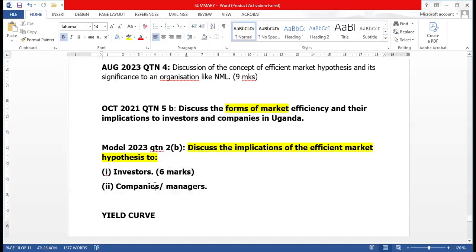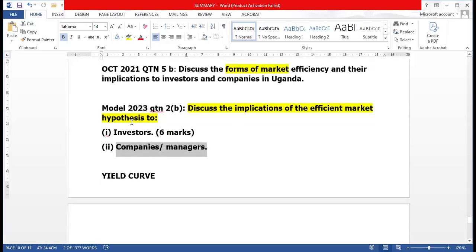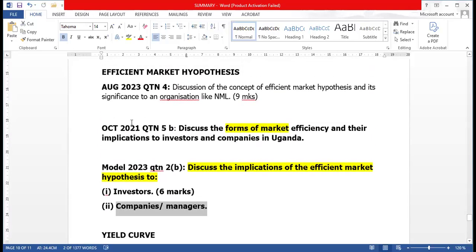So you see, model paper, I think it was more of this. Just for model paper, they looked at implications of the efficient market hypothesis to investors and the companies or managers. So here, October 2021, you're looking at the forms and the implications. But what is all about the market efficiency? What is all about this market efficiency hypothesis that we are talking about here?